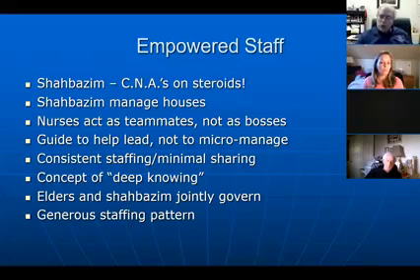And there's this concept of deep knowing, a term Dr. Thomas coined. What that refers to, and anybody who's ever raised a 2-year-old would probably readily recognize this: when the 2-year-old starts to grip their crotch, you know they have to go to the bathroom, because you've been around them for their whole 2 years and you know their signs. A Shabazim in a greenhouse knows their residents so well that they can anticipate their needs. Who needs to go to the bathroom, who's hungry, who needs to drink water, who's not doing well.